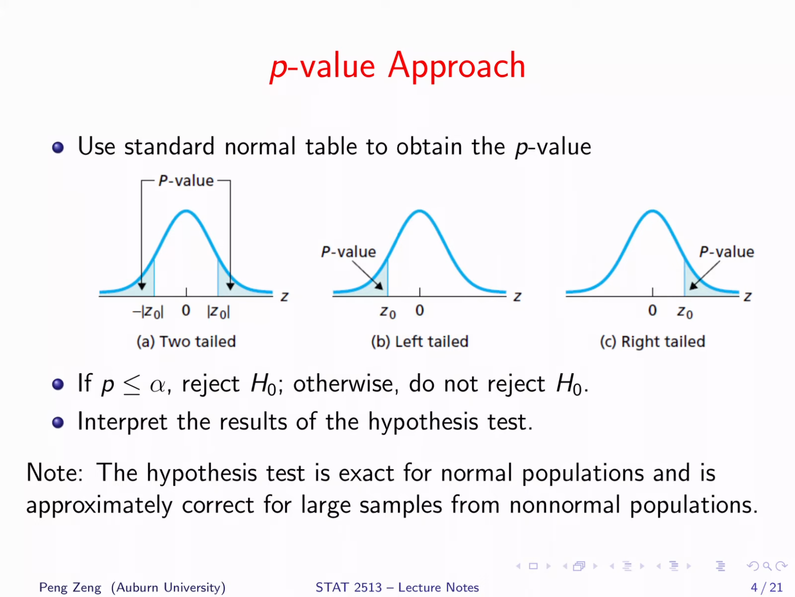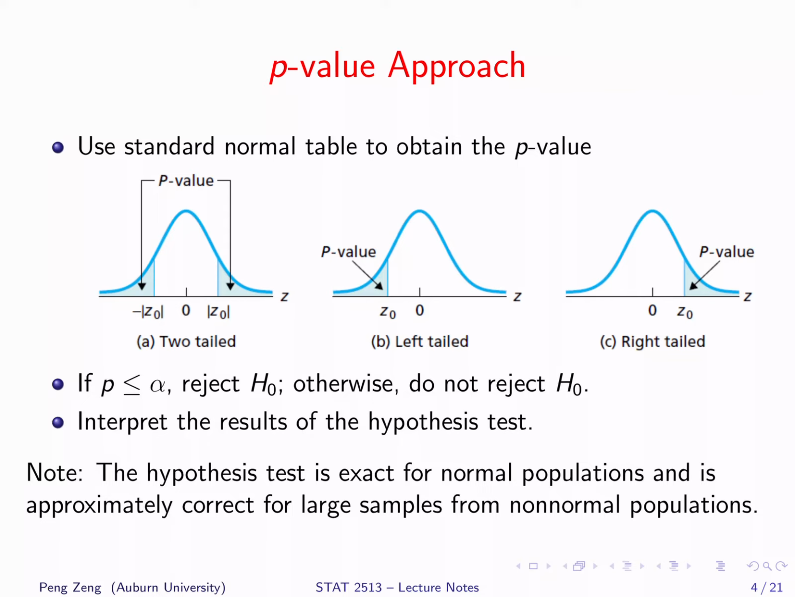We can also draw a conclusion to the hypothesis test using the p-value approach. How to compute the p-value depends on which alternative hypothesis to use. For a two-tailed test, the p-value is the sum of two probabilities, larger than the absolute value of z0 or smaller than minus absolute value of z0. Because of symmetry, the probability of these two parts are equal. We can calculate the probability of one of them and then multiply it by 2.